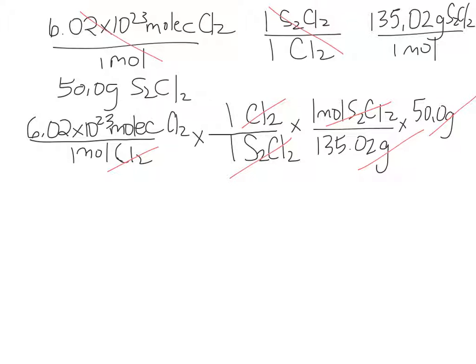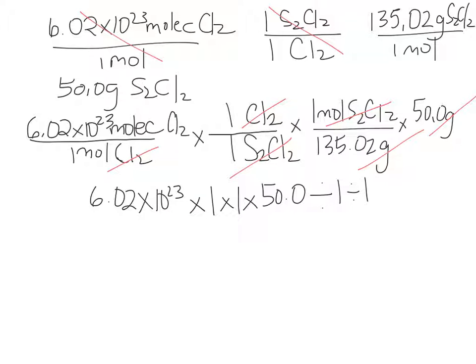So in our calculator, 6.02 times 10 to the 23rd times 1 times 1 times 50. So that's everything from the top. Divide by 1, divide by 1 for the first two ratios, and then divide by 135.02. So everything on the top is multiplying, everything on the bottom is dividing, and you should get the exact same number.